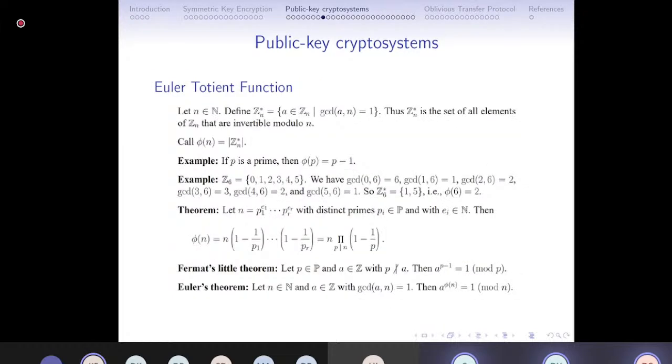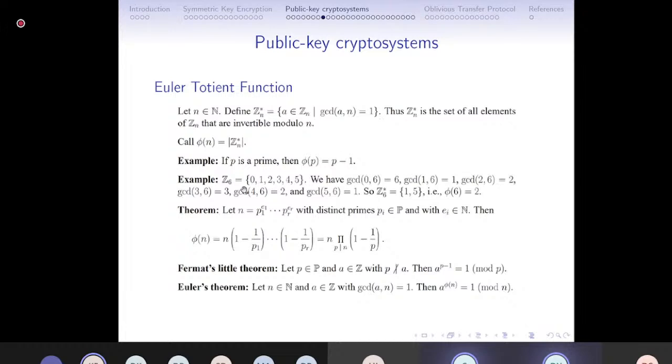Next one is the Euler totient function. So the question is, what is the Euler totient function? It represents how many numbers are present in the set whose GCD with that modulo number is 1.